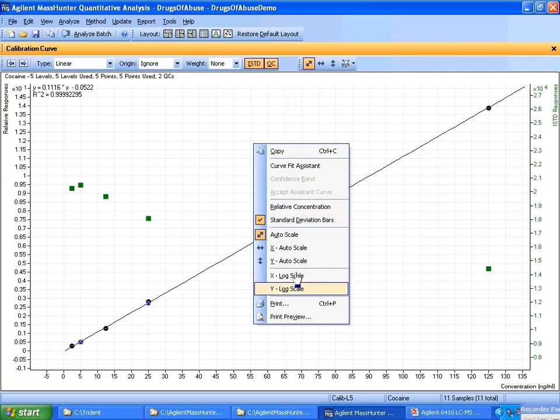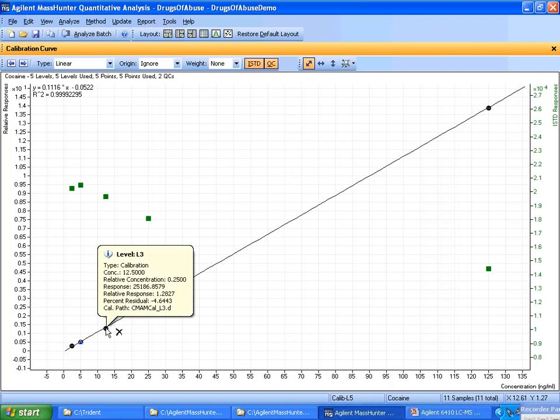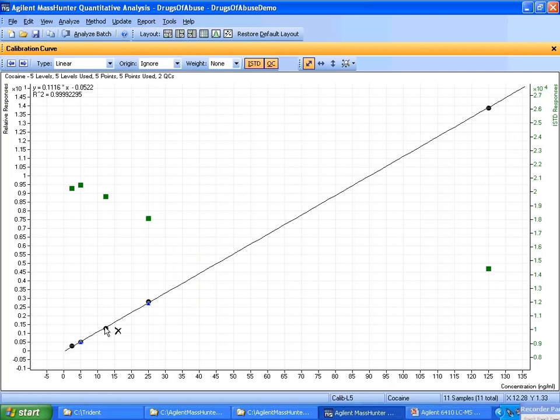In addition to the auto scaling that we've discussed previously, here I have the ability to scale by the X log or the Y log scale in case that were useful for a particular curve. Also, in another section, I've talked about the printing and the previewing, and in another section, I will talk about the Curve Fit Assistant. So that gives you a flavor of the presentation of the calibration curve and its ability to tell you what's going on with your calibration points and how they relate to each compound.